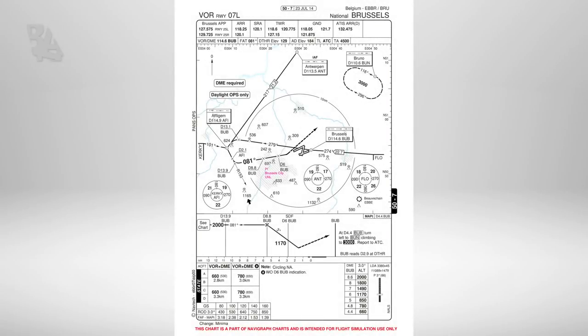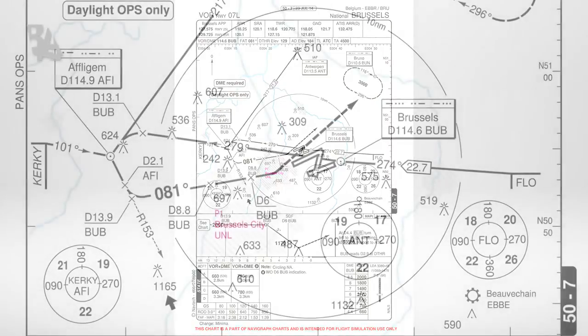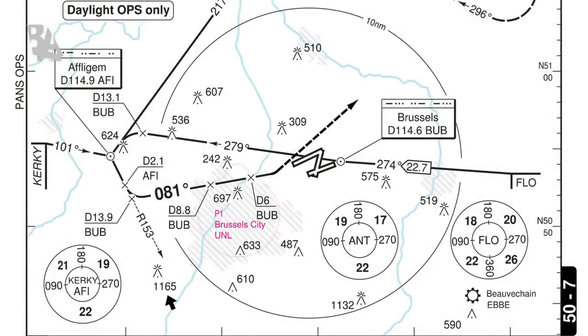Here we are at Bristol Airport. Runway 07 left, and we are going to fly a DME arc approach. We have a distance of 10 nautical miles from the VOR, and we cannot deviate plus or minus 1 nautical mile. We will follow this arc until we reach our final approach track, 081 degrees, and we will turn to final and land on 07 left.